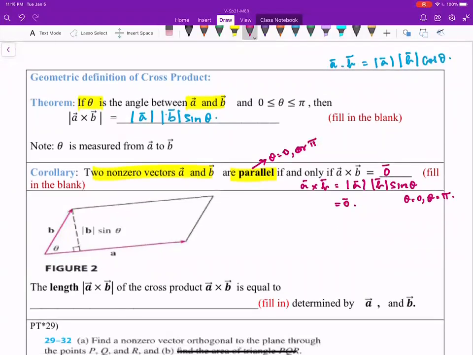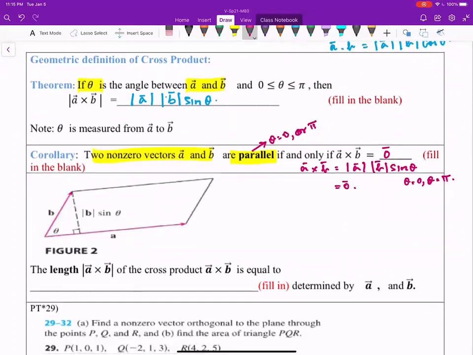The length of the cross product A cross B is equal to the area of the parallelogram determined by A and B, determined by vector A and vector B.